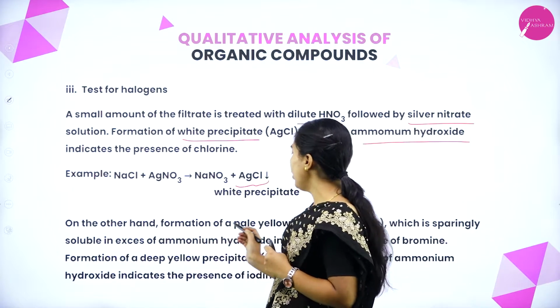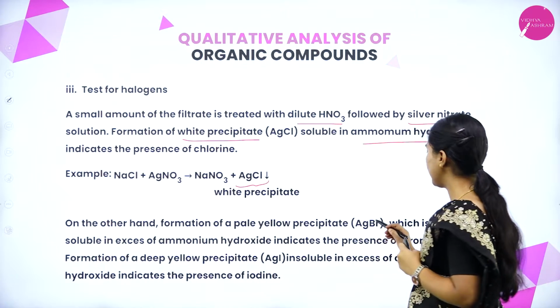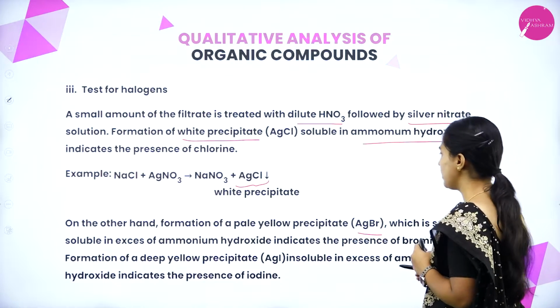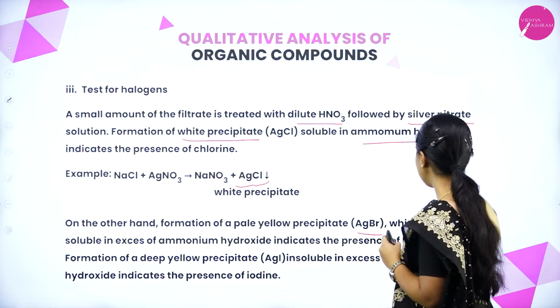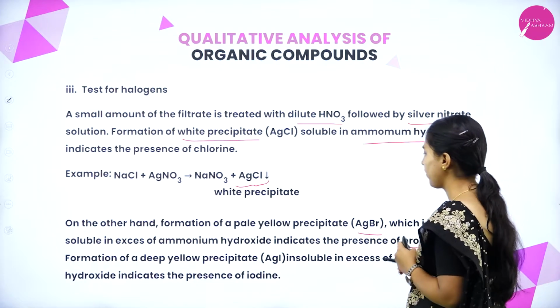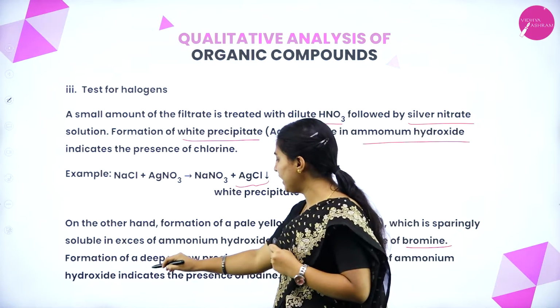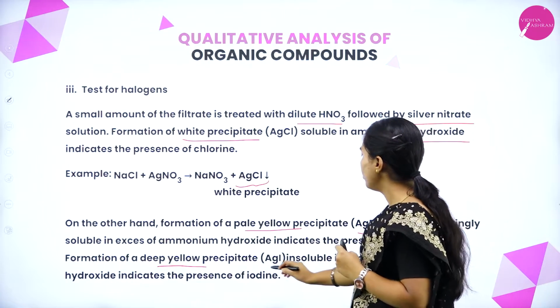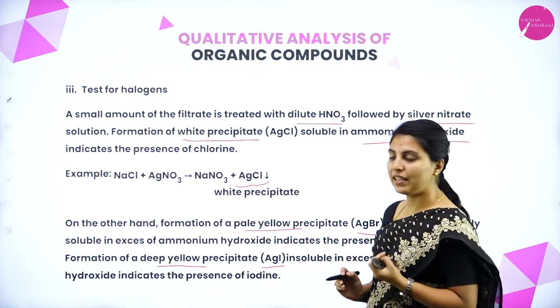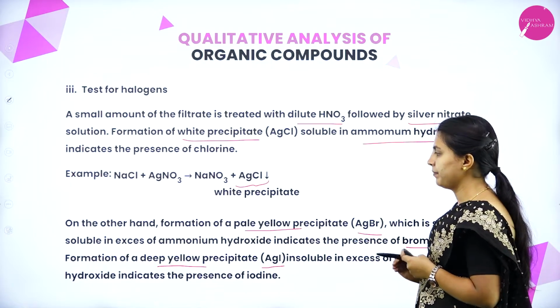On the other hand, formation of a pale yellow precipitate, that is silver bromide, which is sparingly soluble in excess ammonium hydroxide, indicates the presence of bromine. If it is pale yellow, bromine is present. If it is deep yellow, iodine is present, that is silver iodide.